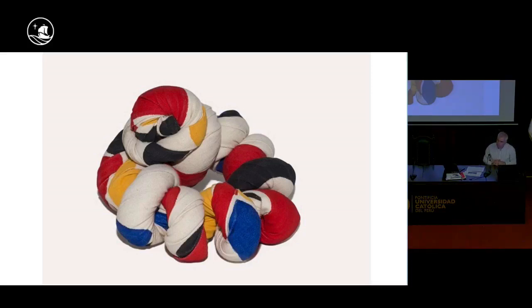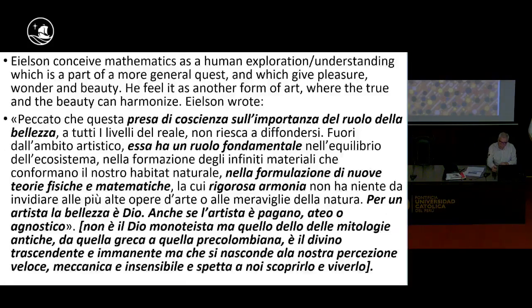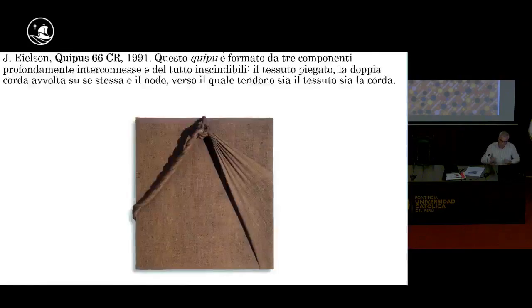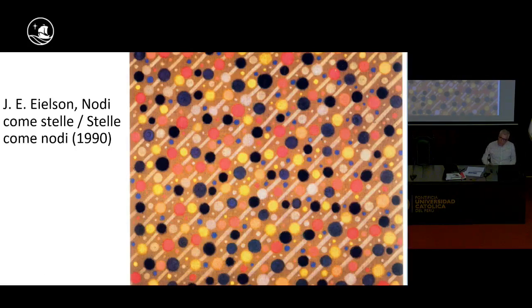Very specific question on "Knots as stars and stars as knots." Maybe you can put it on the screen. This one? Yeah. We have that in the exhibition in the cultural center of the university. I saw that, yeah. The diagonals that are going left to right, the short white lines or segments. How do you understand them?